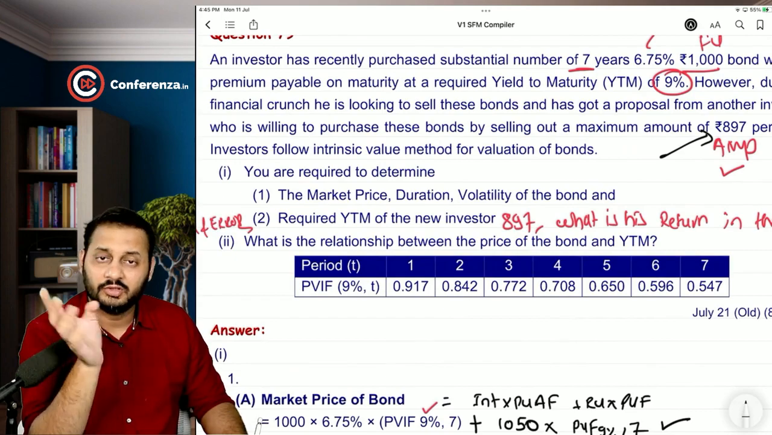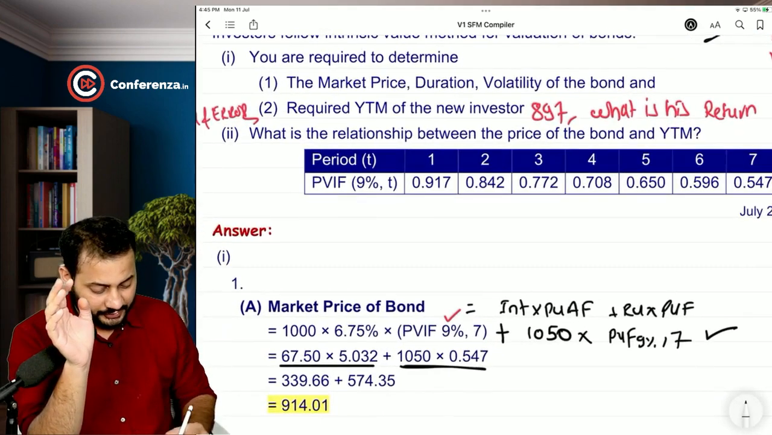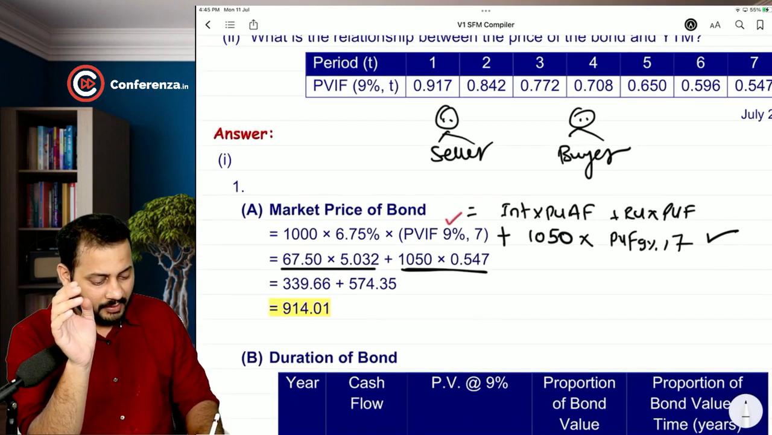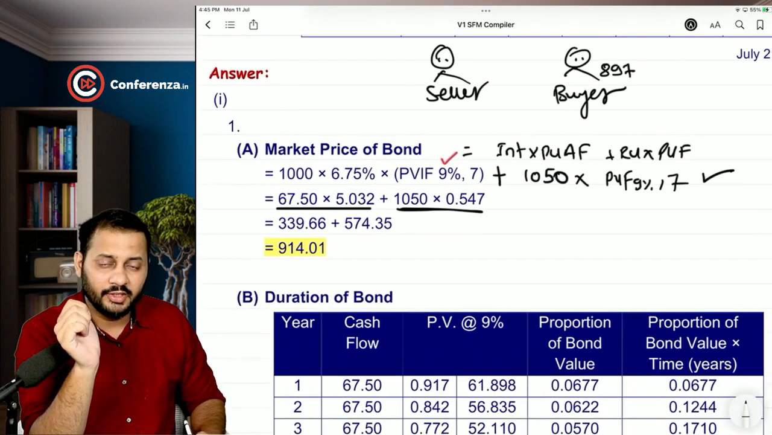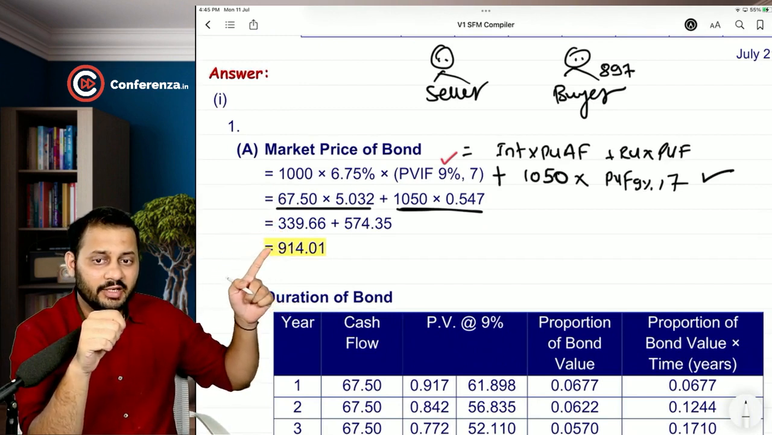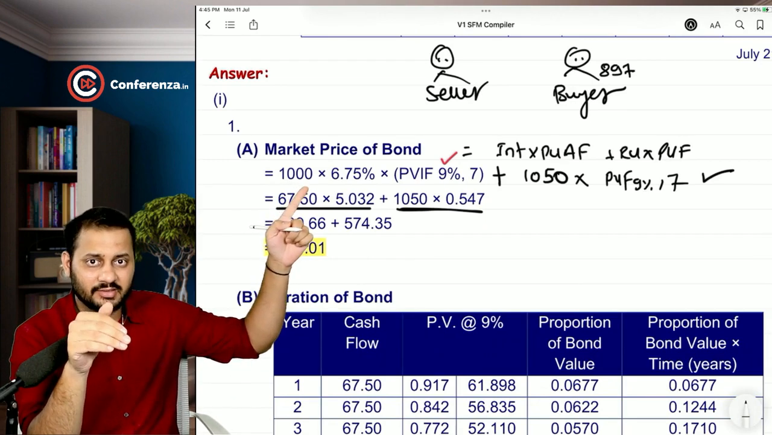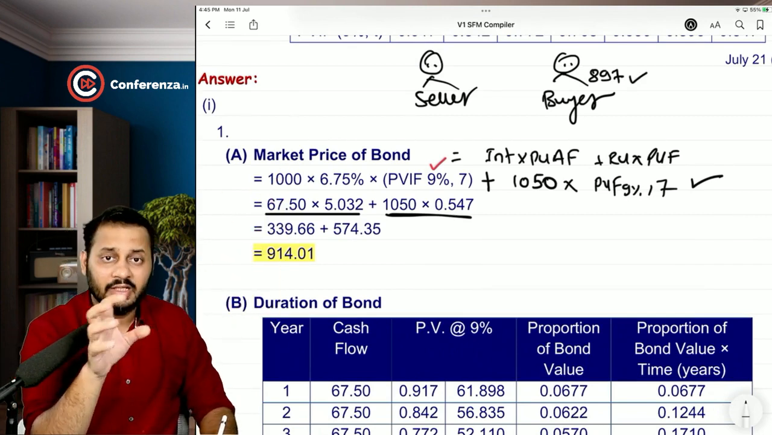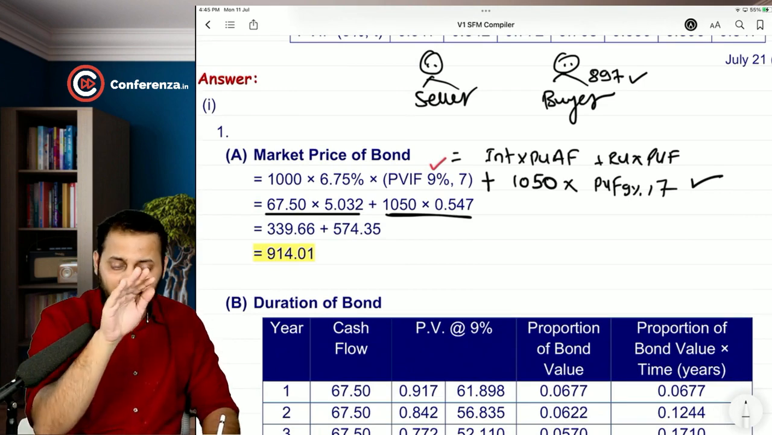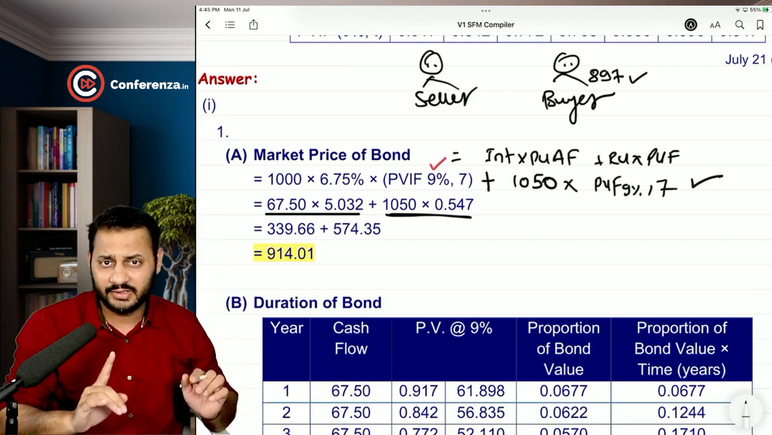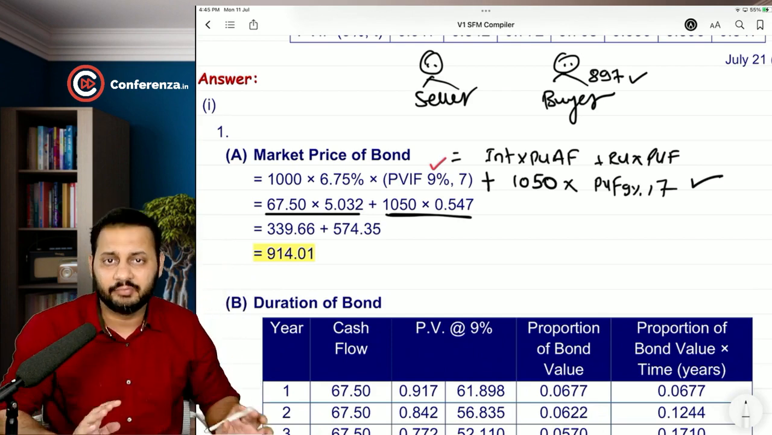If you are able to purchase the bond at a lesser price than this, that means you are earning more, the purchaser. Now there are two people in this question. Seller, buyer. See, buyer is purchasing it at 897. In order to earn 9% return, he can maximum pay for 914.01. That means if he pays more than that, the return will be lesser than 9%. But you can clearly see that 914 is more than 897 that he is paying. That means he is paying lesser amount. The lesser amount he is going to pay, the more will be his return. So I'm sure about one thing, his return is higher than 9%.